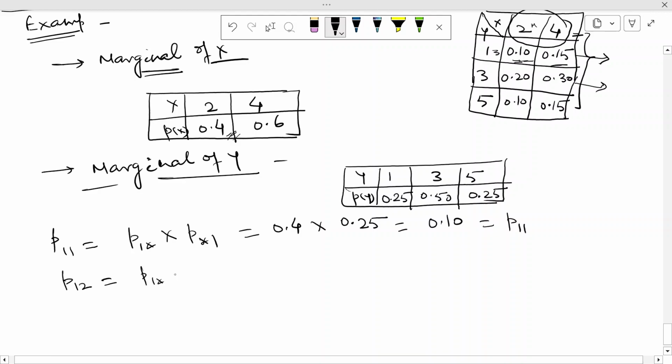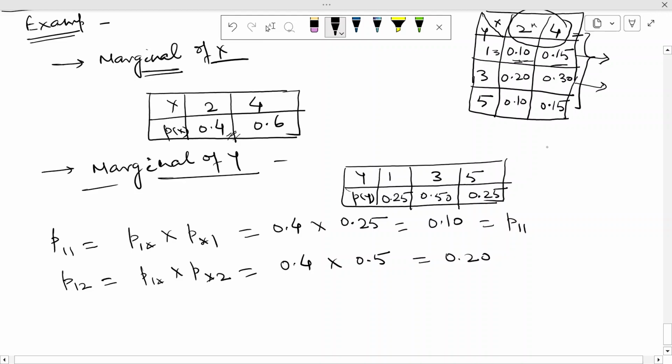Now for the second value, we should have the product of the marginals same as the joint probability. So here you are having P1*, we are at x equals 2. So for x equals 2, the probability is 0.4, and for P*2, the probability is 0.5. So when you multiply it, this is coming out 0.20.